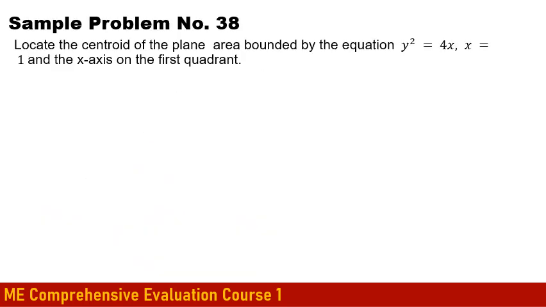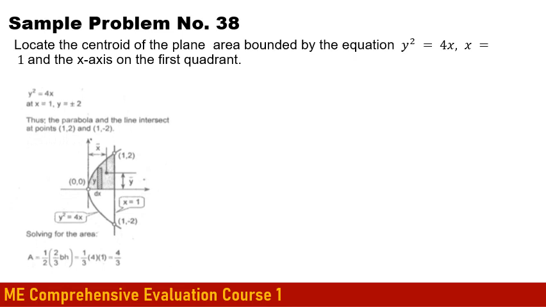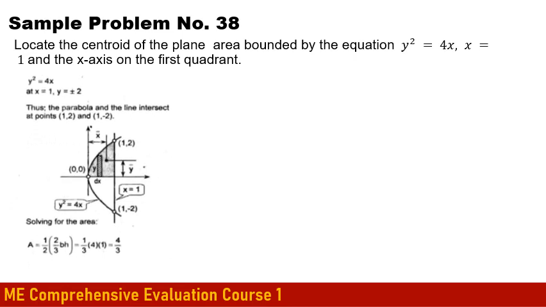Locate the centroid of the plane area bounded by the equation y squared equals 4x, x equals 1, and the x-axis on the first quadrant. We have 3 equations: y squared equals 4x, x equals 1, and the x-axis on the first quadrant. So graphing it, we'll have a parabola, this vertical line here, which is x equals 1, and the x-axis on the first quadrant. So we are referring to this black shaded region here. We would like to get the centroid of that area.